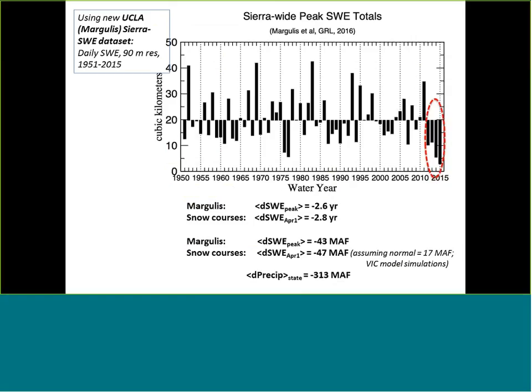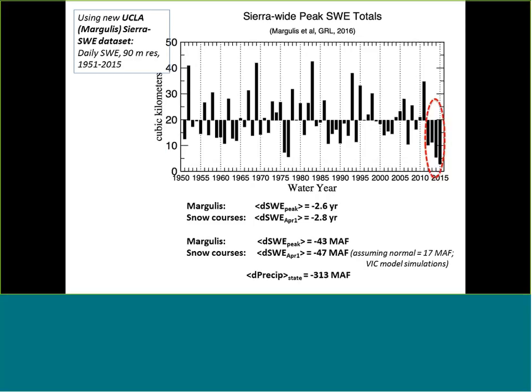There's a new product out from colleagues at UCLA, Steve Margulis there. They put together this new Sierra snow water equivalent data set of daily estimates of SWE, snow water equivalent, at 90-meter resolution across the whole of the Sierra Nevada from 1951 through 2015. The catch is that right now I can't get my hands on it. I can only get some summary statistics from him, one of which is being plotted here. He just hasn't released the big, enormous data set to everyone else yet.